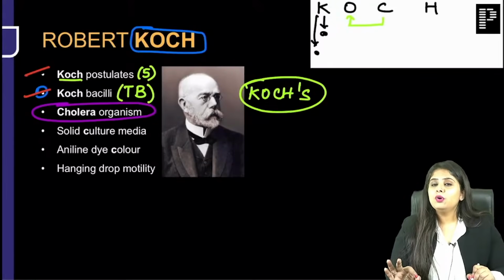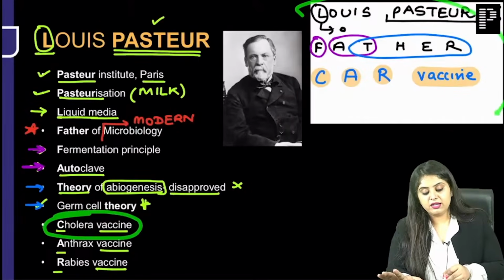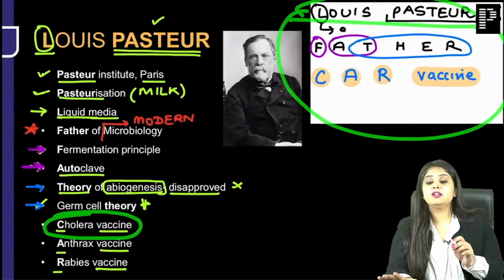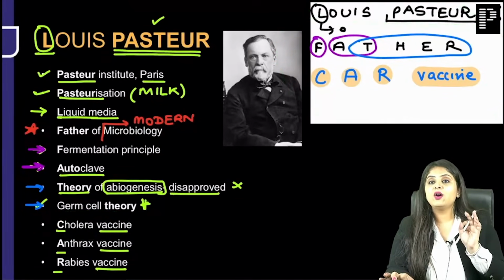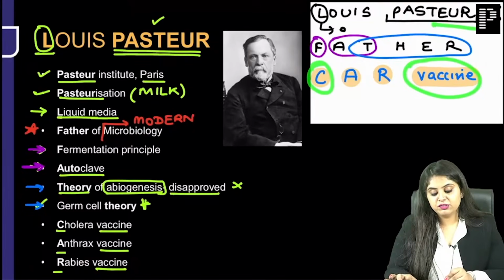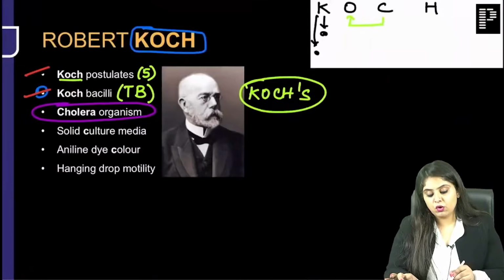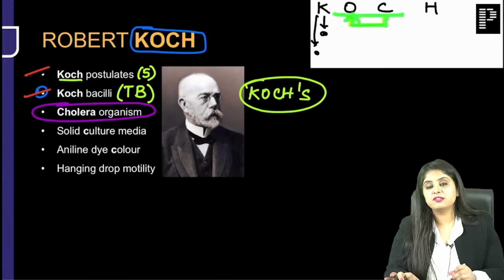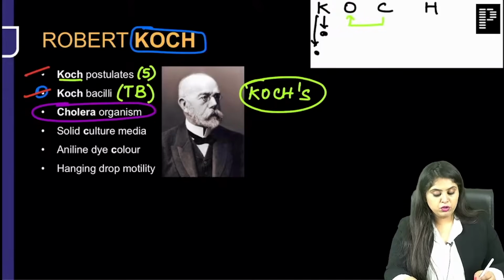Guys, don't make that error. Vaccine, cholera vaccine was given by Sir Louis Pasteur. This is how you will mess up in the exam, which you don't have to. Cholera vaccine was given by Sir Louis Pasteur, whereas cholera organism is given by Sir Robert Koch. Let's move on to the next.